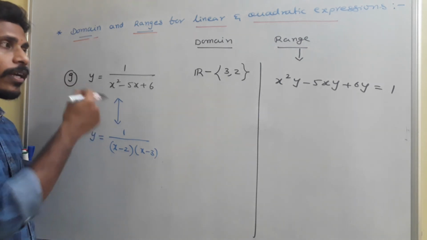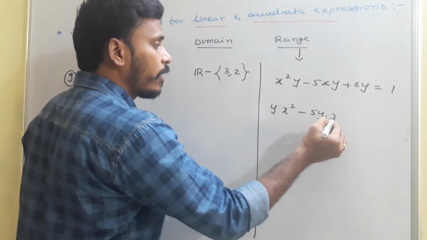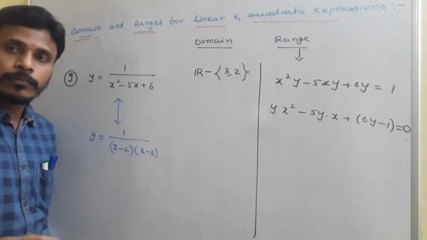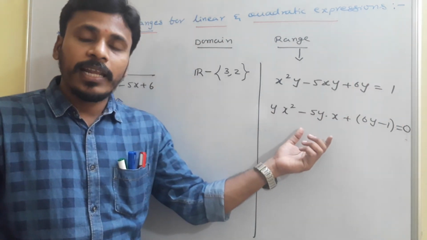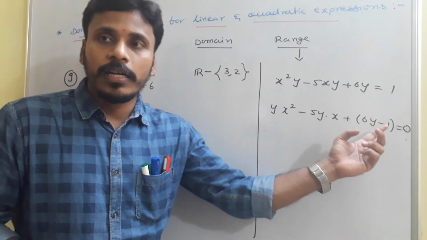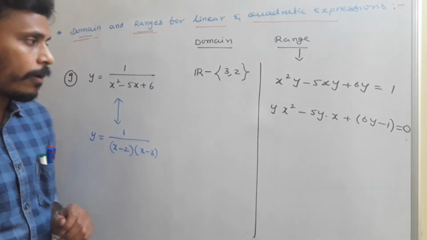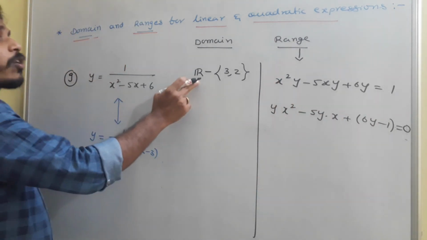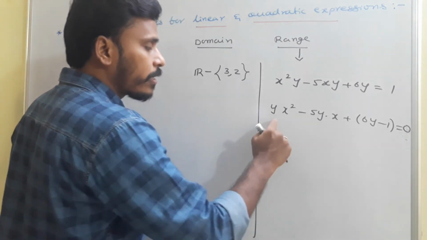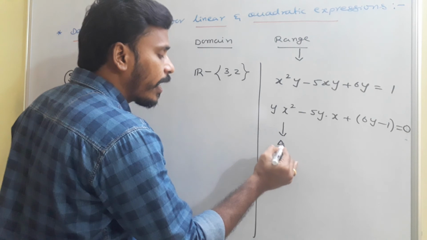Okay, just doing cross multiplication, and from there, y x square minus 5y into x plus 6y minus 1 is equal to 0. So now this is a quadratic equation in terms of x with the coefficients y, minus 5y, and 6y minus 1. As we know, the domain is all the real numbers except 3 comma 2. That means the domain is all the real numbers. Since the domain is all the real numbers, this equation exists. So its discriminant should be greater than or equal to 0.